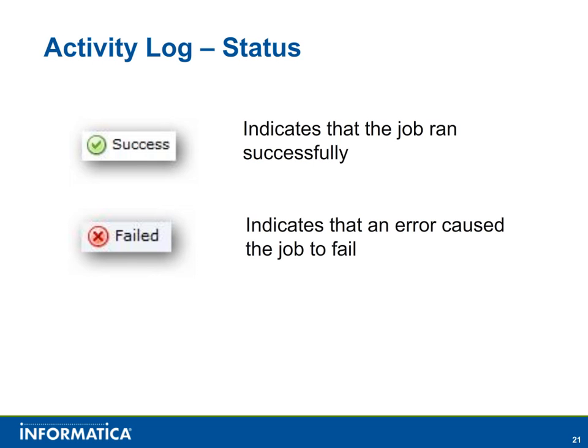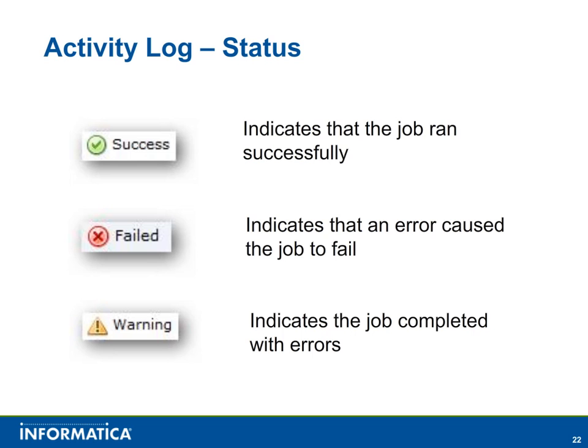The next status is failed. This indicates that the job failed to complete due to an error. The last status is the warning status. This indicates that the job completed, but that there were error rows.